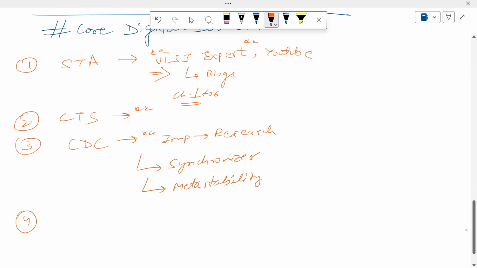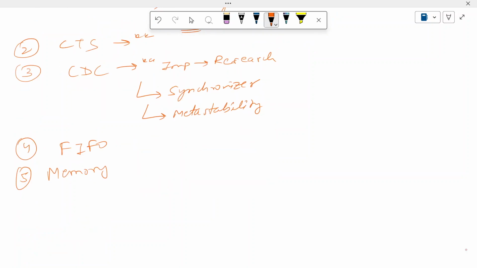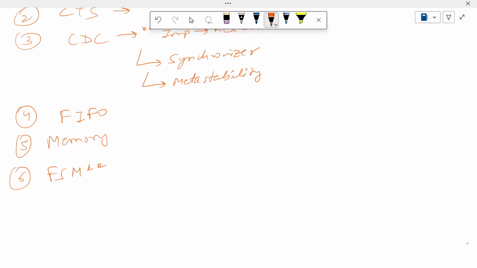And then your FIFO. Yeah, obviously FIFO and your memories would be a strong point if you are proceeding for your digital domain topic. FSM, and then your clock divider topic, or you can say frequency divider. Frequency divider is similar to what we study in GATE, right?